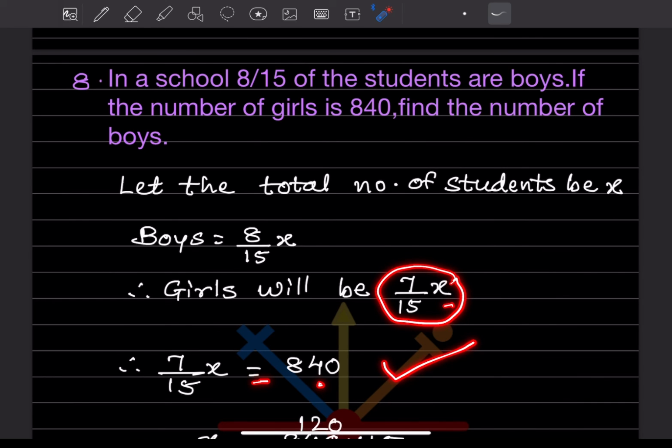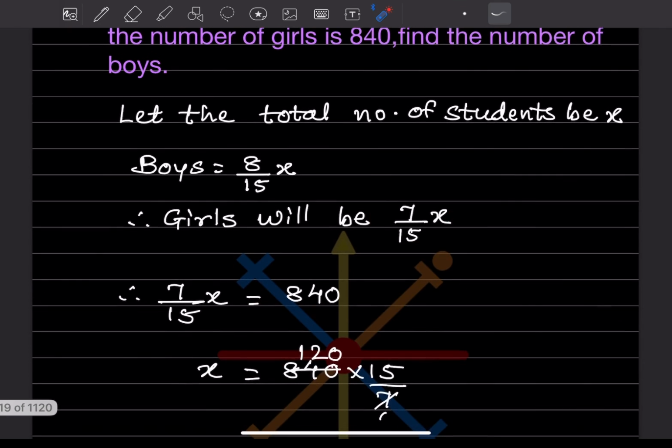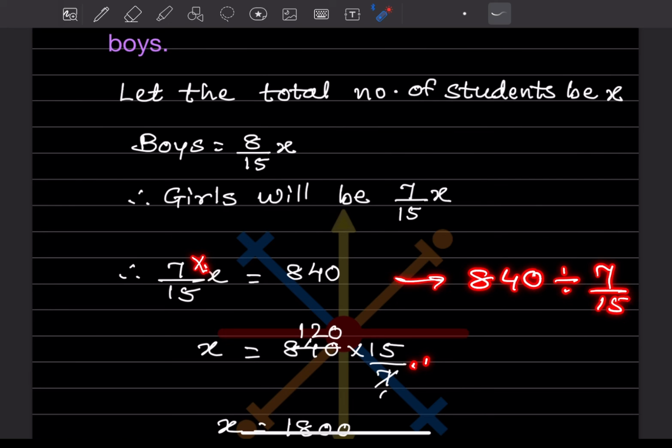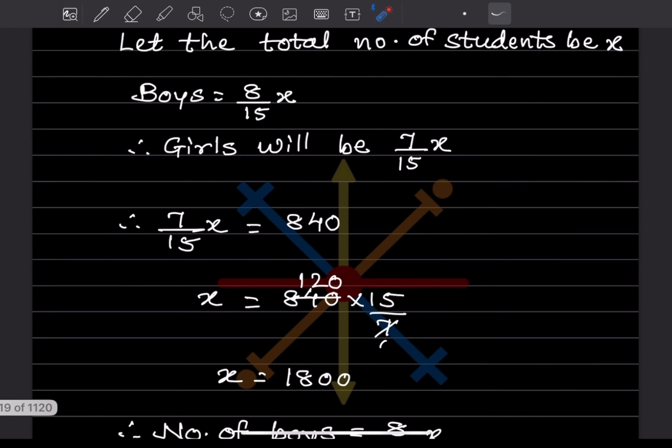So if you do this correctly, x will be 840, and this will go on the other side because this is multiplication. So if it changes sides, it is going to get flipped over, or you can write it like this, 840 divided by 7 by 15. So 840 multiplied by 15 by 7. You can also write this extra step. So this is going to be 120 into 15, that is going to be 1800.